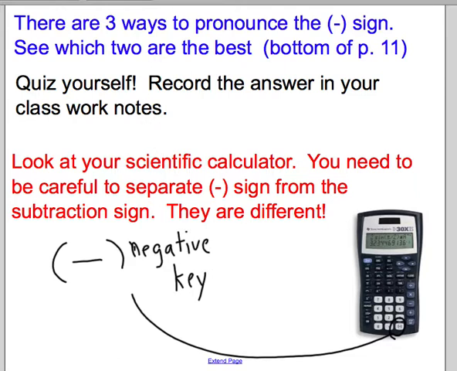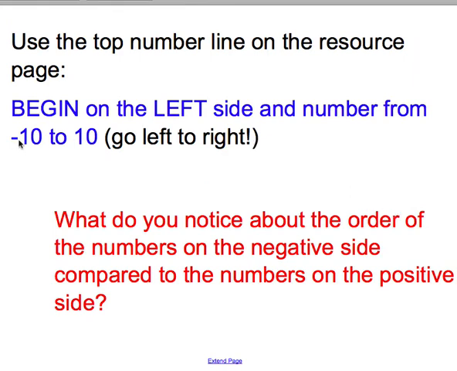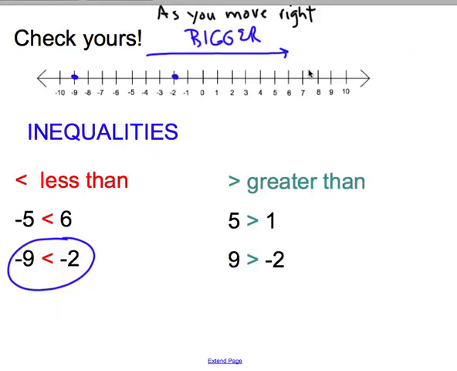So we worked on that a bit. And then you all made a number line on your resource page, and then I went around and checked them, and they all looked like this. And we just reviewed inequalities. As you move to the right on the number line, whether you're on the negative side or the positive side, as you move to the right, numbers get bigger.